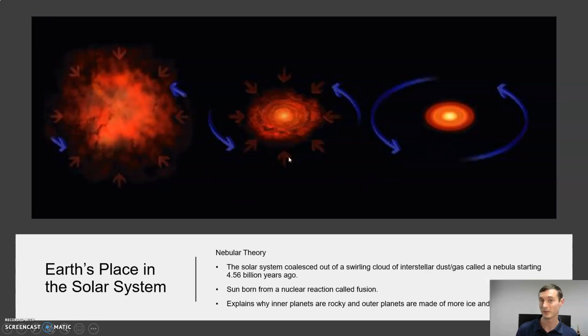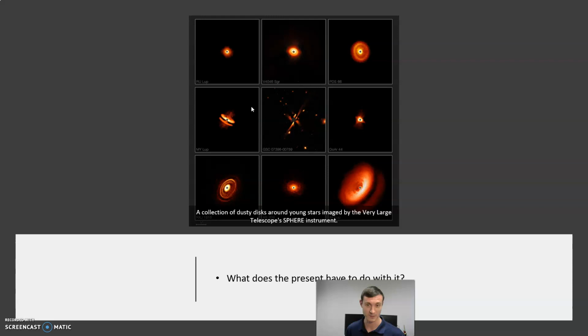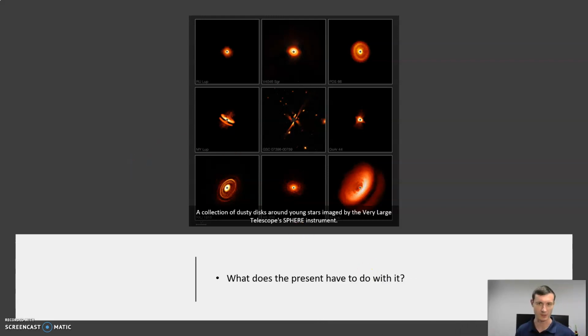Part of the reason why nebular theory is very, very useful is because it serves as a framework to explain certain things about the solar system. For example, it helps to explain why the inner planets are rocky, while the outer planets are made of this lighter stuff, this less dense stuff, ice and gas. If you're reviewing and you want more detail, this slide has a lot of detail on what this process entails for nebular theory.